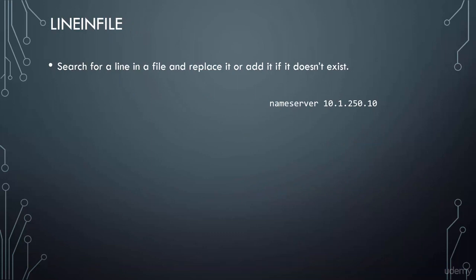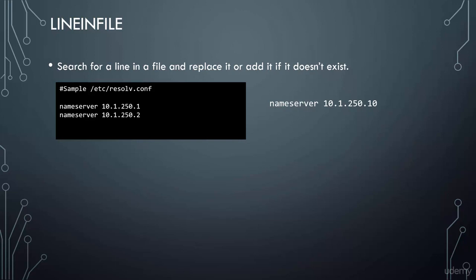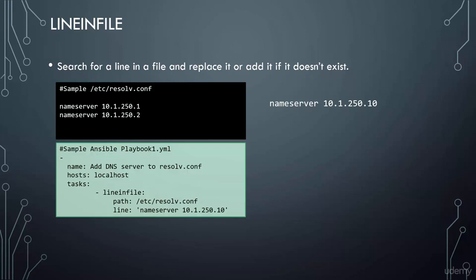Let's look at another module called the lineinfile module. The lineinfile module is used to find a line in a file and replace it or add it if it doesn't already exist. For example, we are given a task to add a new DNS server into the /etc/resolv.conf file. This simple Ansible playbook using the lineinfile task adds the new name server information into the /etc/resolv.conf file. Remember, the lineinfile module is idempotent.